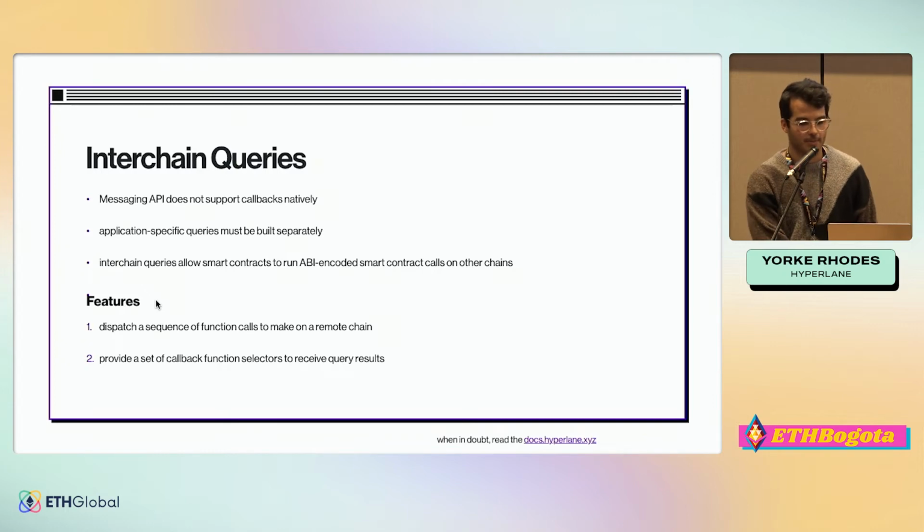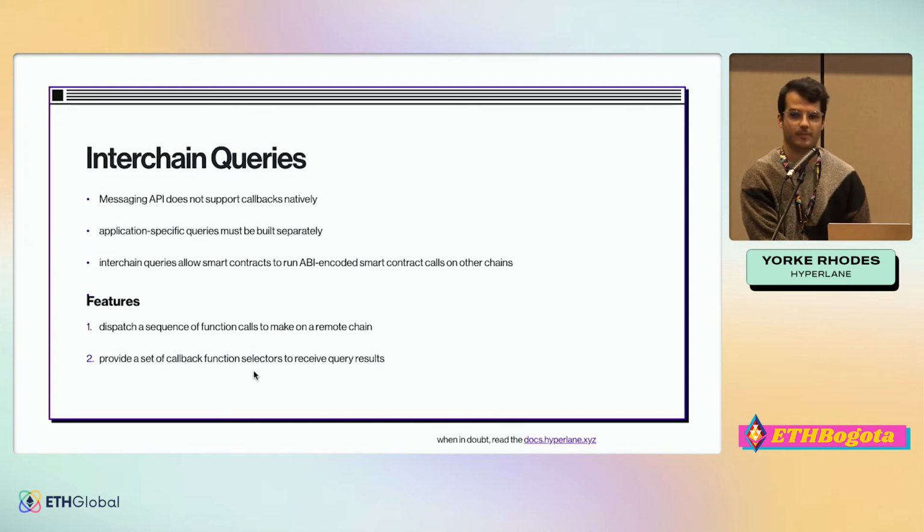And again, the nice property is the receiving contract, or the contract which is being queried, doesn't need to implement a Hyperlane specific interface, because we're just dispatching ABI encoded calls to be run against contracts on the remote chain. So with this API, you can dispatch a sequence of function calls and provide a set of callback function selectors to actually receive those query results.